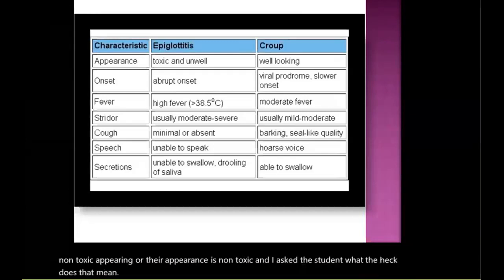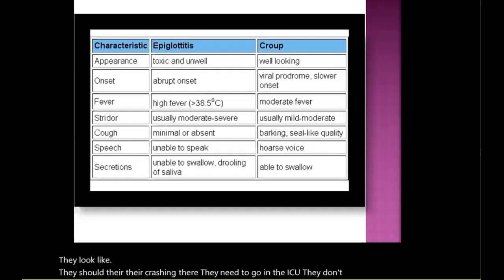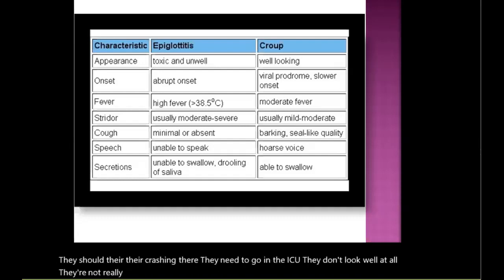Toxic versus non-toxic, think septic, bacteremic. They look like they're crashing. They need to go in the ICU. They don't look well at all. They're not really conscious. Their perfusion is poor. Some of their main systems are starting to fail them. They do not look well.